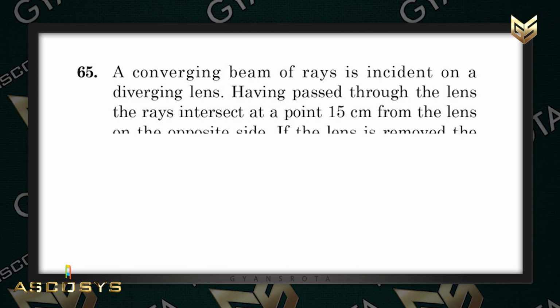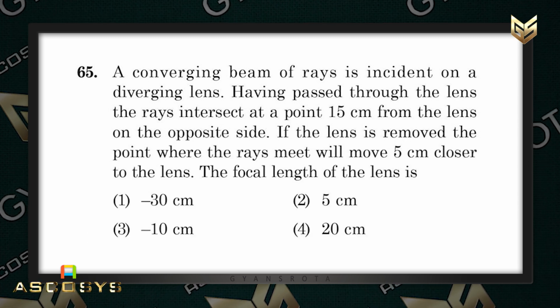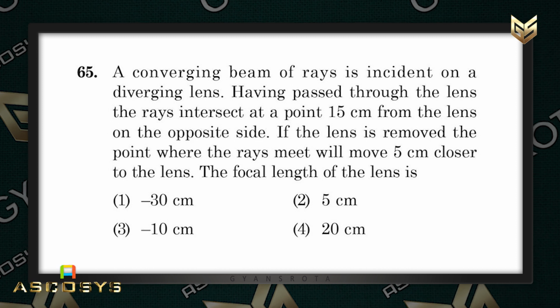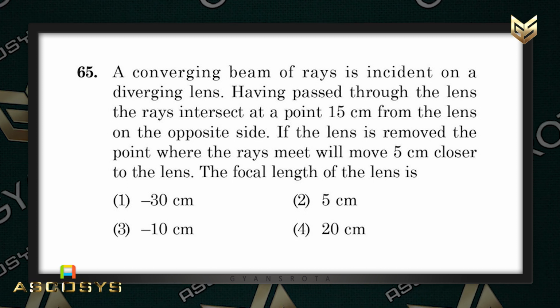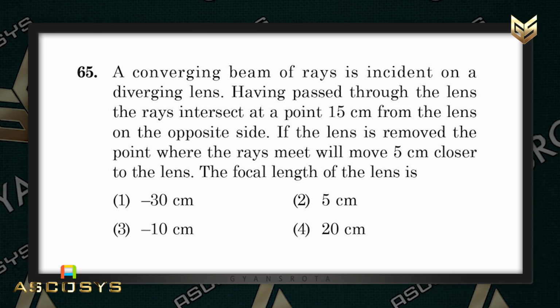A converging beam of rays is incident on a diverging lens, that is a concave lens, right. Having passed through the lens, the rays intersect at a point 15 centimeter from the lens on the opposite side. That means your image distance is given out here to be on the opposite side of the lens, that will be plus 15 centimeter. Remember, this is a question from the chapter ray optics.